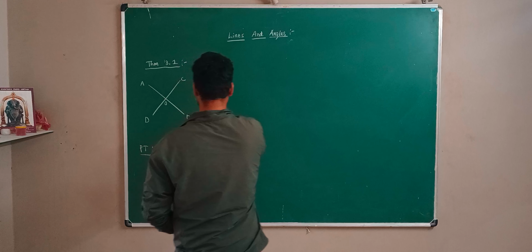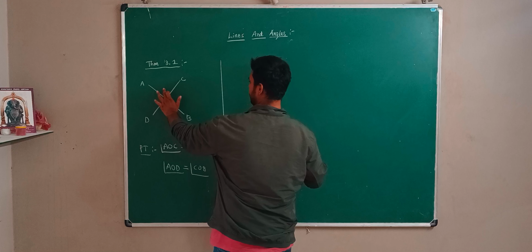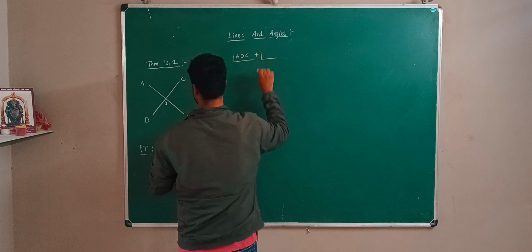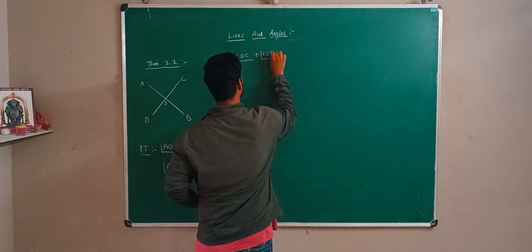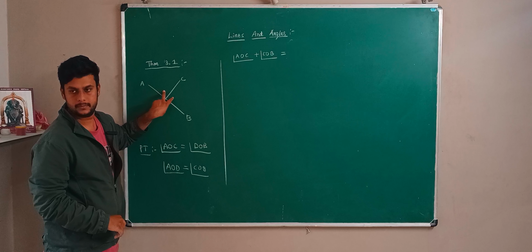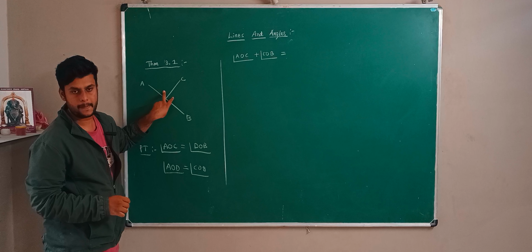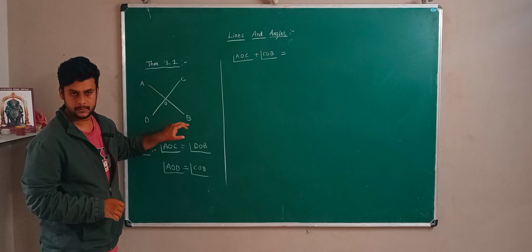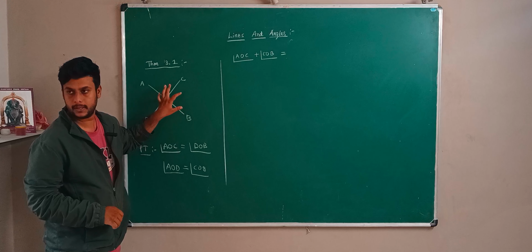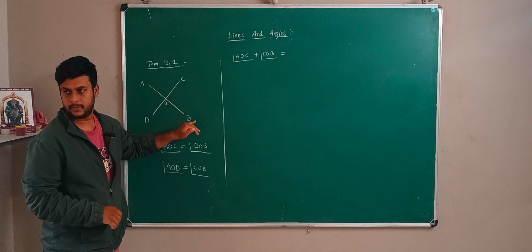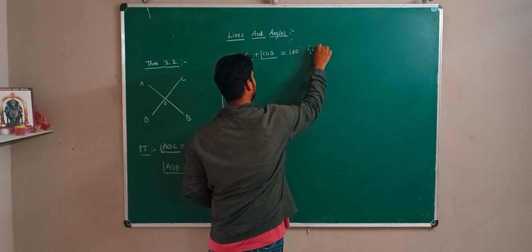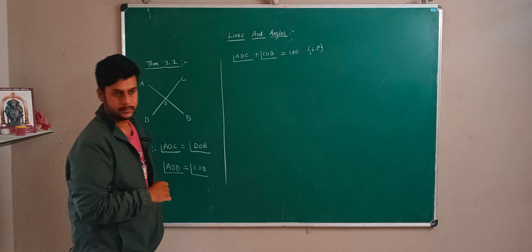Now how can I prove it here? First, I will take this and this. This angle and this angle: angle AOC plus angle COB. How much will it be equal to? This angle plus this angle. Why? AB is a line, or no? CD is also a line. If I add these two angles, I will get AOB. So it became a line, so it is equal to 180 degrees. Why? Linear pair. Understood or no?